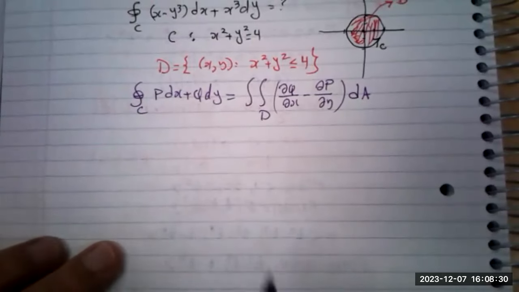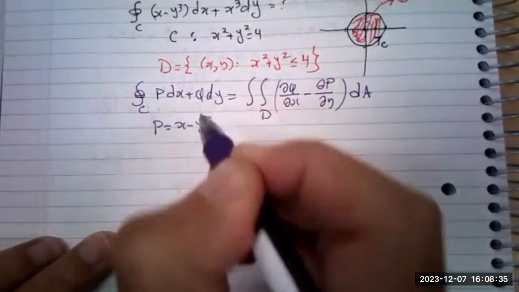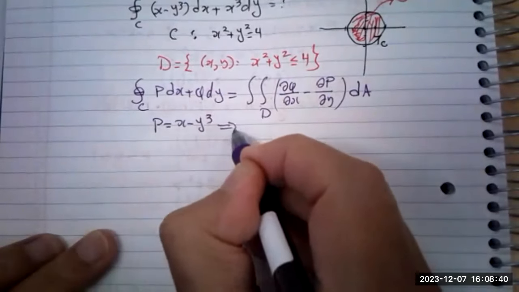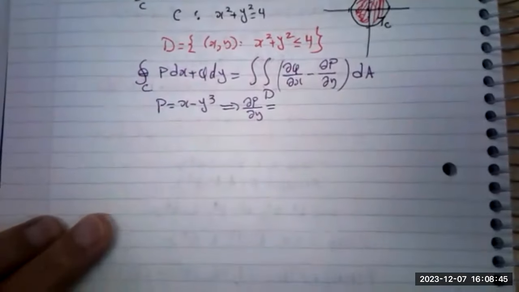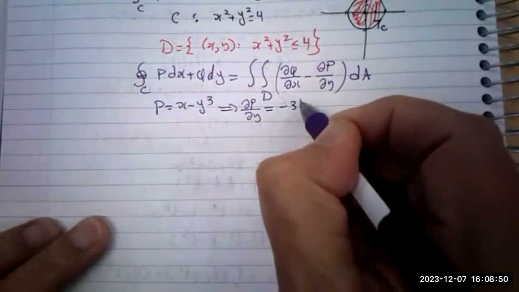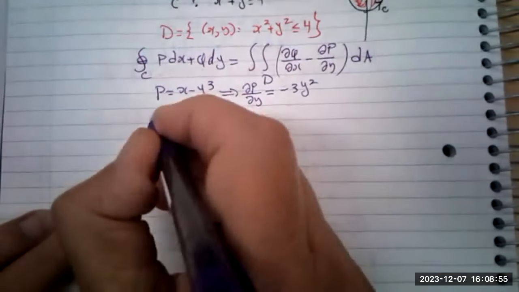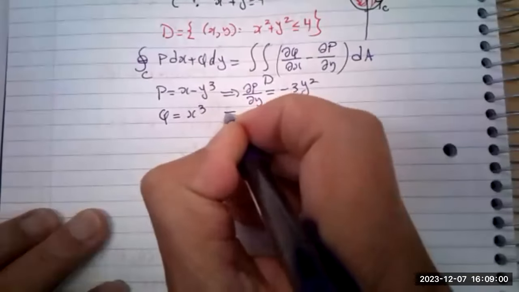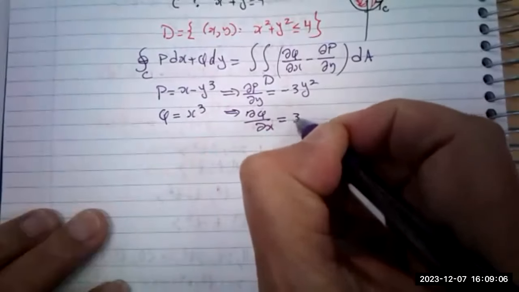So in this problem, identify the P. P is the first part, x minus y cubed. From the P, you have to differentiate with respect to y. So the partial of P with respect to y: what's the derivative with respect to y? Respect to y, x is treated as a constant, so the derivative of y cubed would be 3y squared. Okay, so Q is equal to x cubed. So you have to find the partial of Q with respect to x. With respect to x, that gives 3x squared.